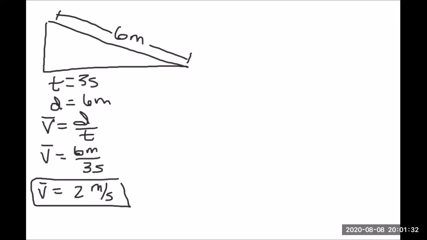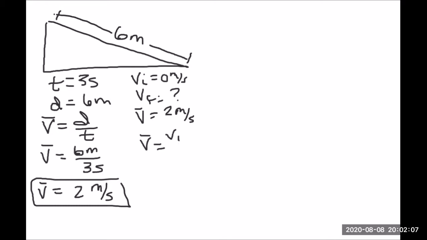All right, now to find acceleration. Acceleration is our change in velocity over time. Well, we know we started at 0, but we don't know what we ended at yet. So we have to find our final velocity. We know that our initial velocity is 0. We know that we need final velocity, that's our question mark, and we know our average velocity was 2 meters per second. We also know that the average is just the sum divided by the number, so our average velocity would be the same as our initial velocity plus our final velocity divided by 2.